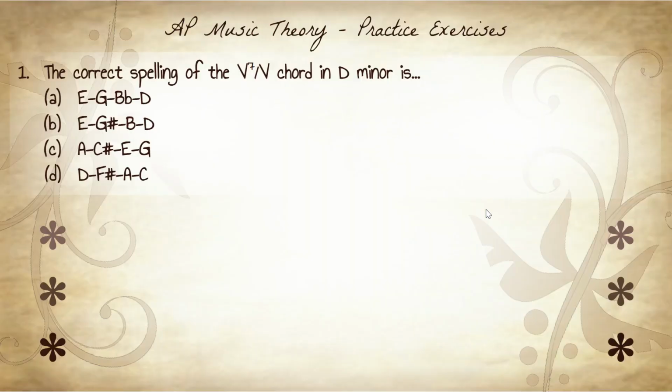Question 1. The correct spelling of the 5/7 over 5 chord in D minor is: A, E, G, B flat, D; B, E, G sharp, B, D; C, A, C sharp, E, G; or D, D, F sharp, A, C.